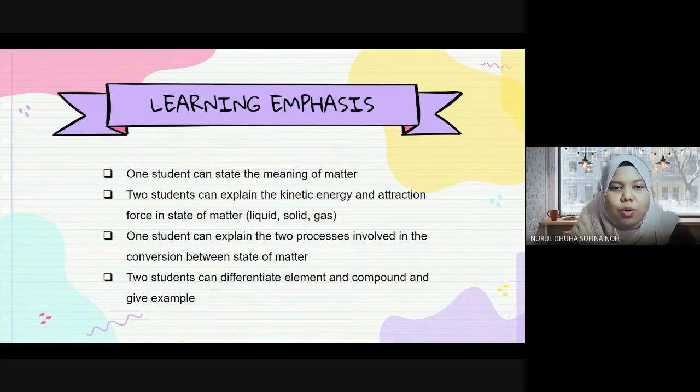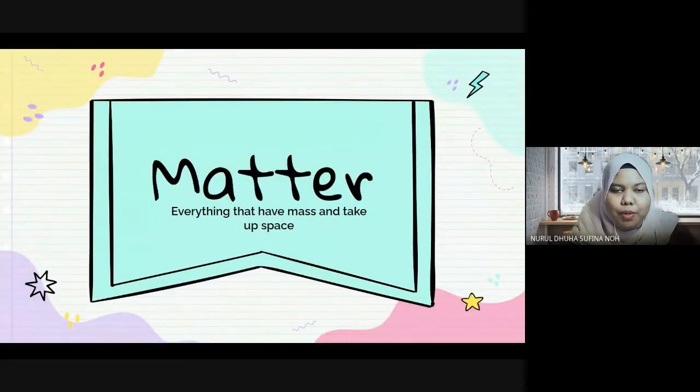So, we will start our lesson today. Okay, what is matter? Matter is everything that has mass and takes up space. Having mass means we can weigh it, and taking up space means we can measure its volume. So, for example, a solid such as a pen or book, we can weigh it, so it shows it has mass, and we can also measure its volume, which shows it also takes up space.